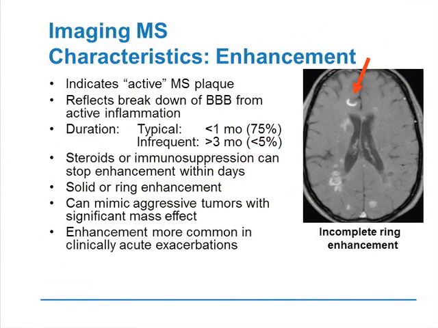Imaging characteristics for multiple sclerosis, it's also important is contrast after gadolinium administration. That contrast is going to be representing breakdown of the blood-brain barrier, and it typically lasts about 1 month, and it should be very infrequent after 3 months. It's important to know that steroids or immunosuppression can stop enhancement within days, and the enhancement usually starts out solid and then grows radially outward and becomes more ring enhancement. Some of the rings can hit gray matter and become incomplete.